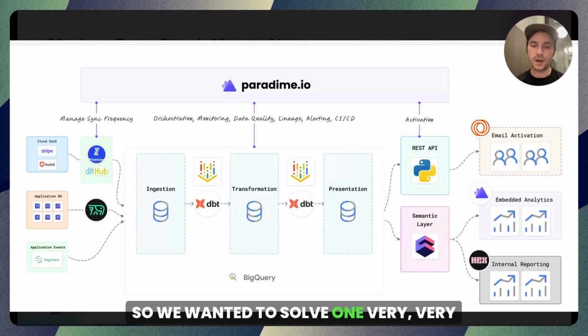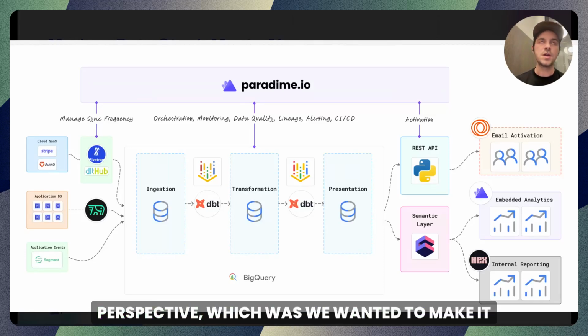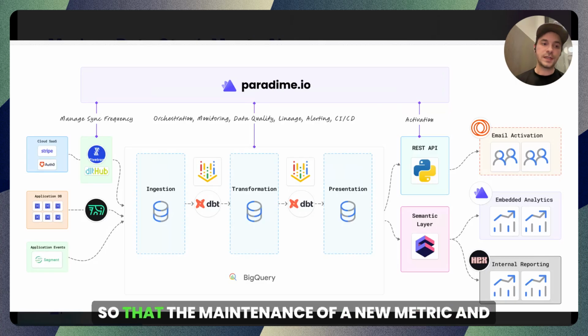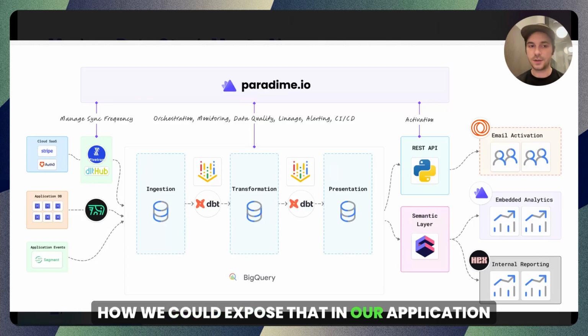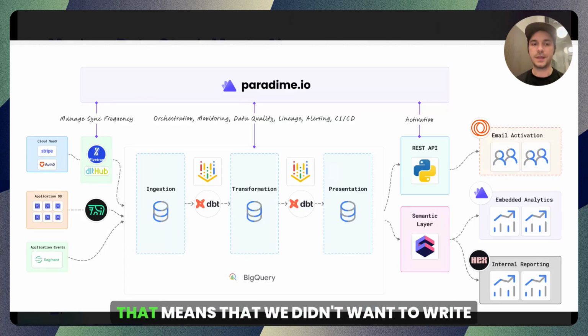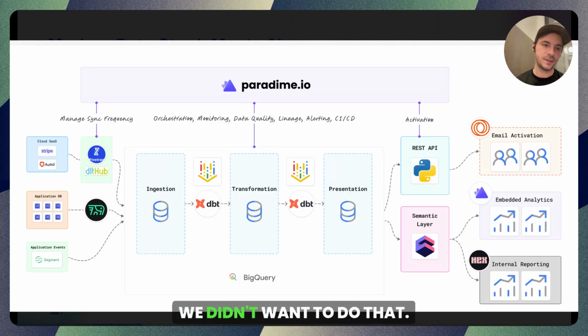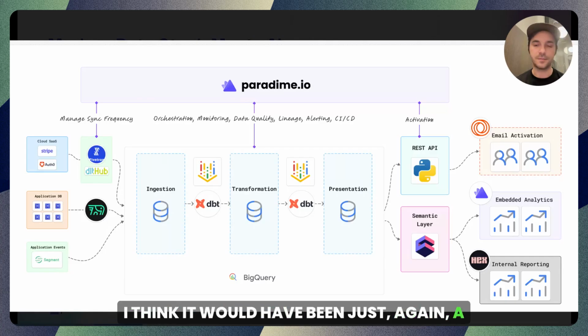So we wanted to solve one very specific thing from a semantic layer perspective: we wanted to make the maintenance of a new metric, and how we could expose it in our application, as low as possible. That means we didn't want to write different case statements, filtering data on the front end. I think it would have been just, again, a problem of scale.